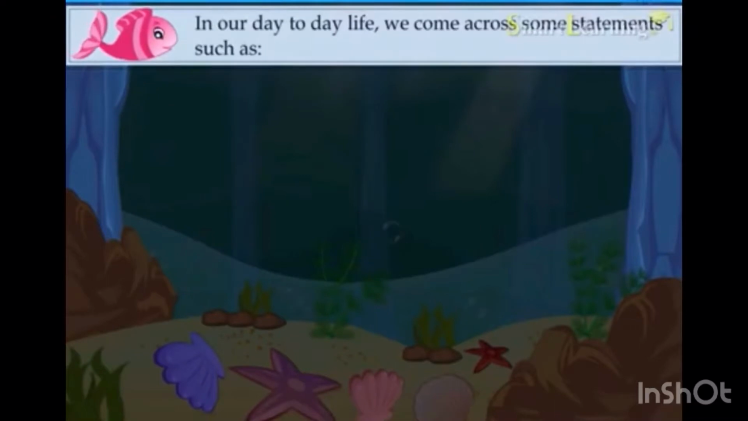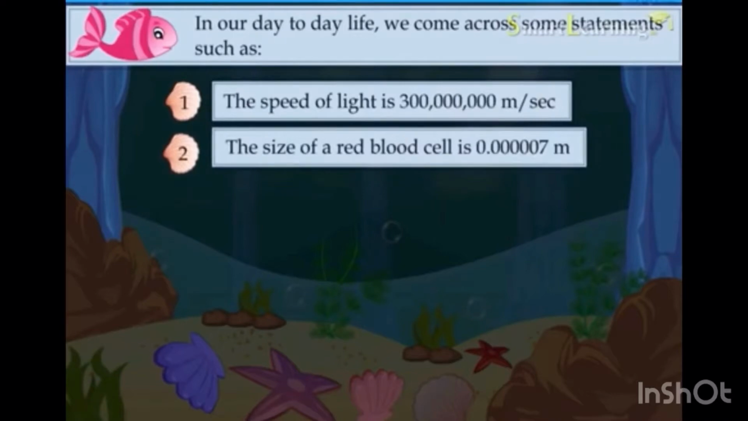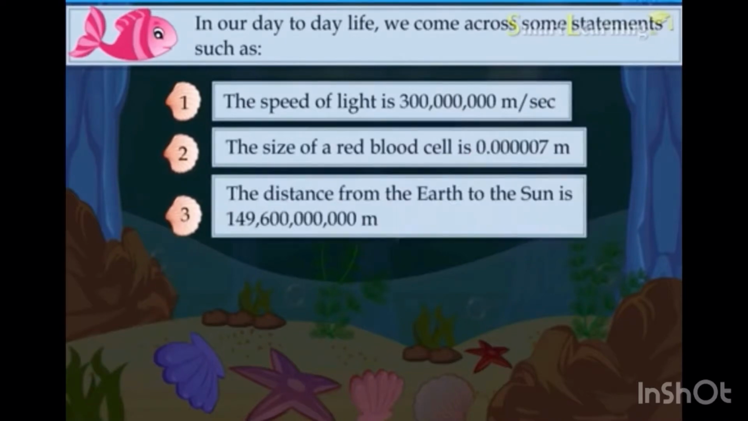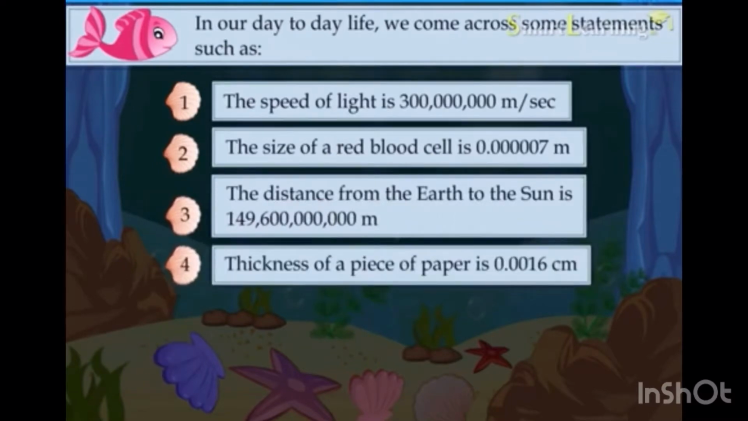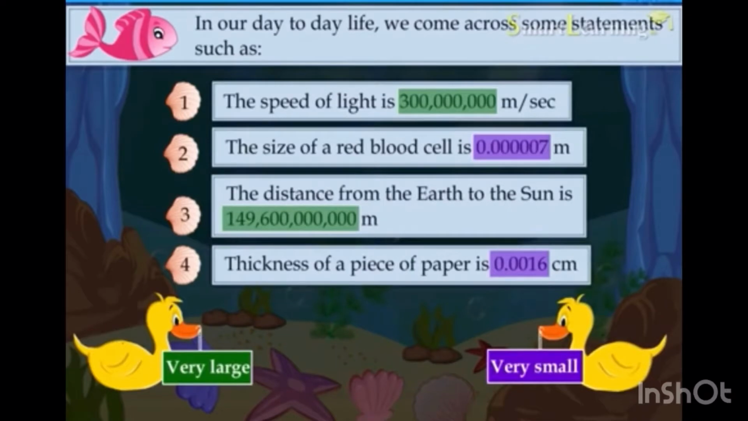In our day-to-day life, we come across some statements, such as the speed of light is this. The size of a red blood cell is this. The distance from the Earth to the Sun is this. The thickness of a piece of paper is this. Observe the numbers in these facts. These two are very large, whereas other two are very small. In both the cases, it is difficult to read them.